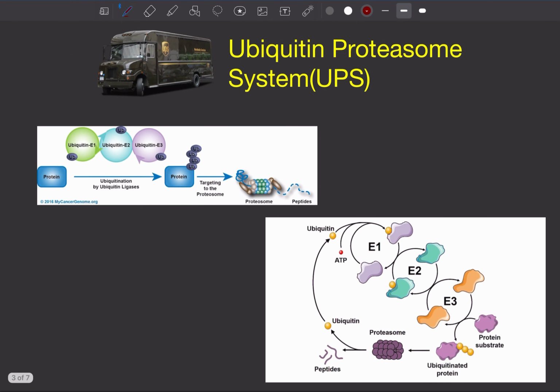So if we go into our third slide, the ubiquitin proteasome system, I have some very cool schematics that may look a little confusing, but we're going to go over them. I just want to throw them here so they're looked at. This is literally called the UPS. That's why I put a UPS truck, just to add a little pizzazz to the slide, right? So, the ubiquitin proteasome system.